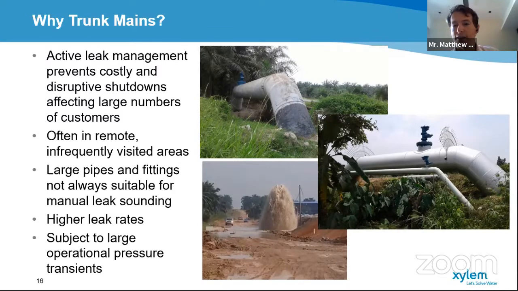Not every leak is like the one you can see in the picture here, which could be seen from a long way off. Quite often they're hidden underground and very rarely visible. The large pipes that you can see in the picture here are not always suitable for leak sounding with equipment such as correlators and microphones. They're hard to access, and when they do burst, you can have very high leak rates. Similarly, from the proactive perspective, they are also subject to large operational pressure transients, as they're usually part of the pumping network that you all have.